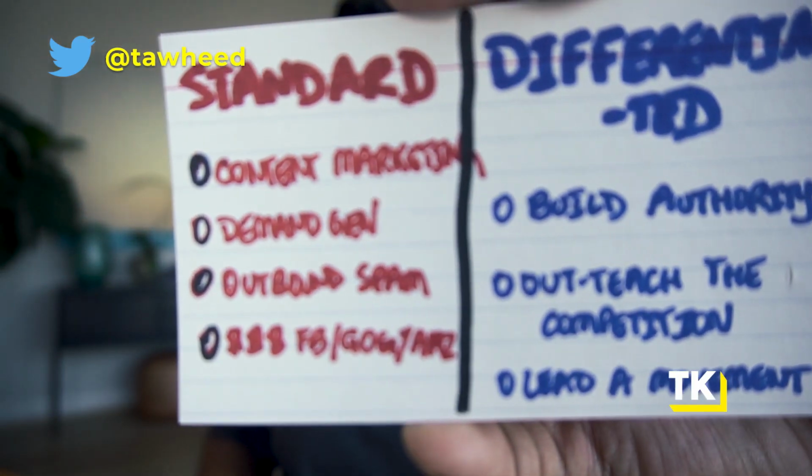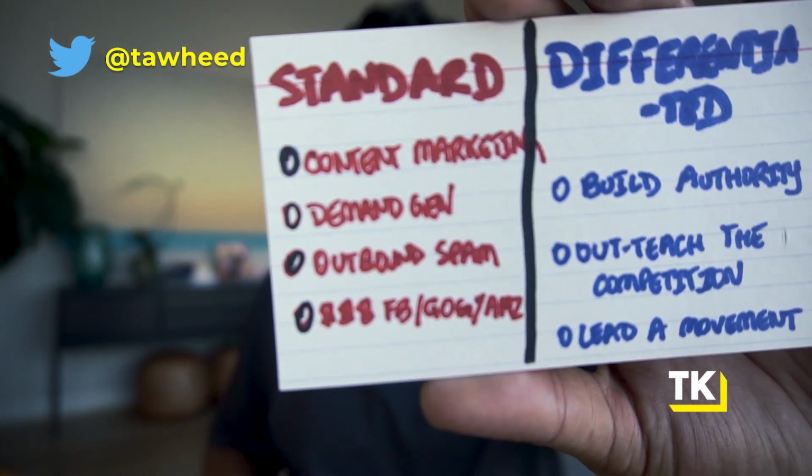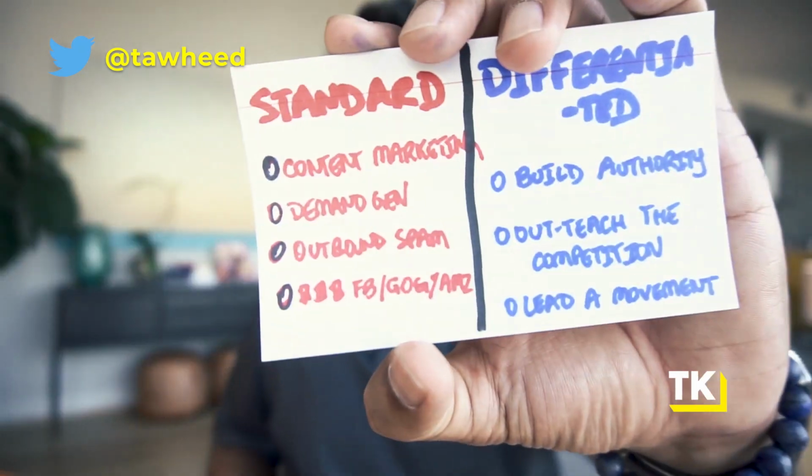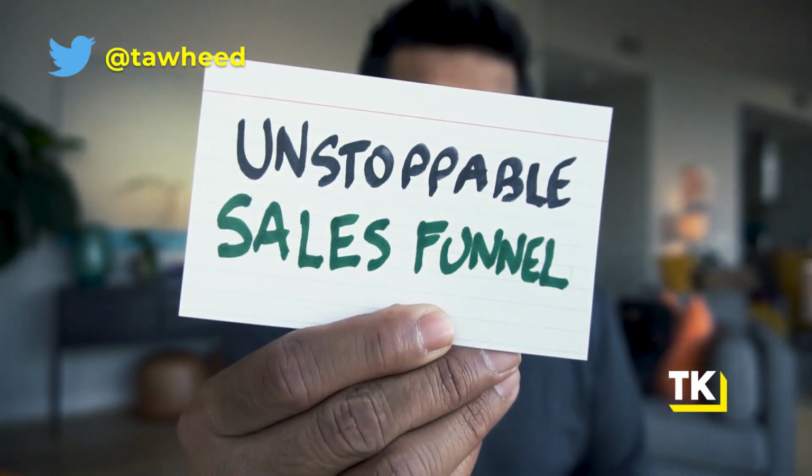As you start to build authority, instead of just doing a webinar and a tit for tat and an event sponsorship and a tit for tat with your competitors, you can actually out-teach the competition. And if you can out-teach the competition, then you can actually lead a movement. Because if you're teaching people something, they will follow you and they will want more. And by the way, they'll buy from you. This is the differentiated approach of building an unstoppable sales funnel. This is where an unstoppable sales funnel comes from.